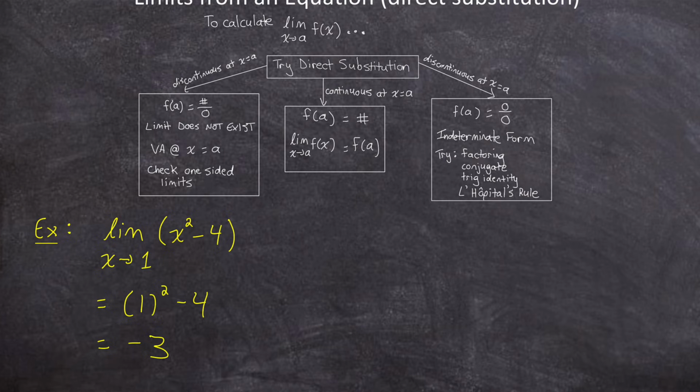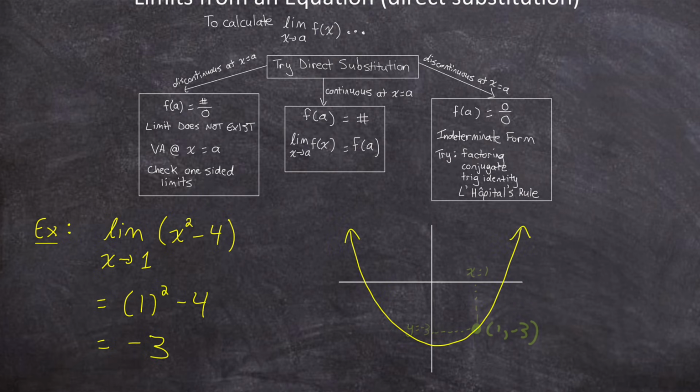Let me show you graphically what we just figured out. The function x squared minus 4 looks something like this. And I know the point 1, negative 3 is on the function. And I can see that as the function approaches this x value of 1, from both the left side of 1 and the right side of 1, the function is approaching this point that is on the function, the point that has a y value of negative 3. And we calculated that right here. So that's the value of the limit of x squared minus 4 as x approaches 1.